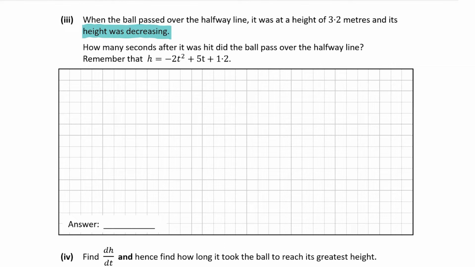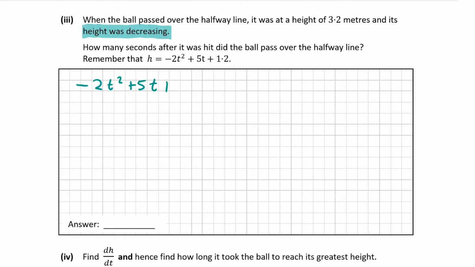So now this time we're given the height, we aren't given the time. So I'm going to explain something now, right? In the previous two parts of the question, we had the time and we had to work out the height. So when you have the time, you put the value in for t, and the answer you get will be the height. However, this time we have the answer, if you like, we have the height, and we're going to have to work backwards. So we're reminded that the function is minus 2t squared plus 5t plus 1.2.